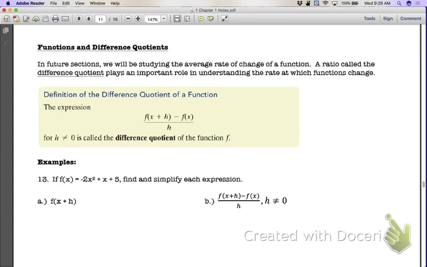All right, the last part of 1.3 deals with functions and difference quotients. Okay, so before I get the question of why do we need to use this, because we're going to be using this later on, it's really just to give you a little bit of a taste of where we're going with PreCalc and getting into the calculus side of things.